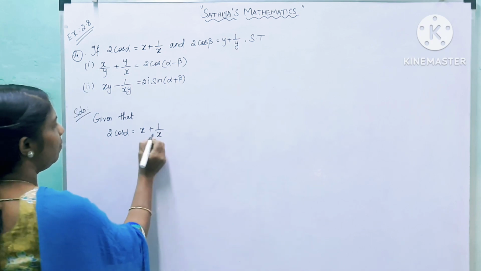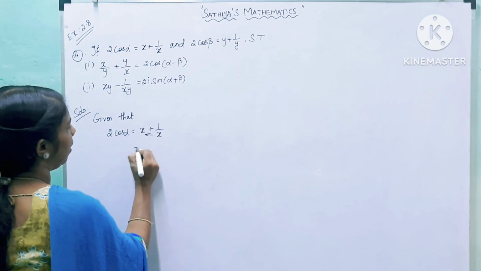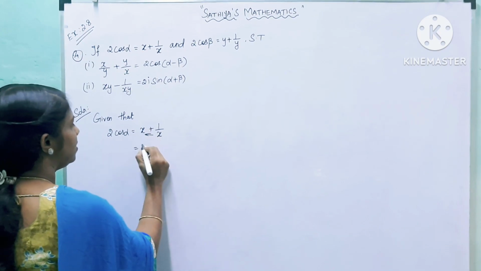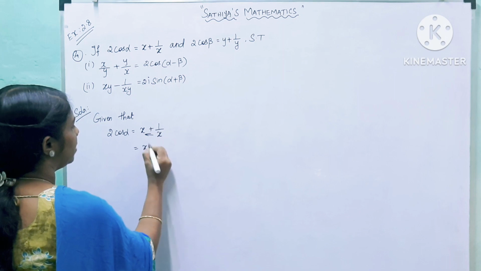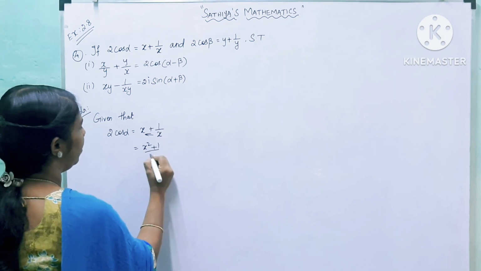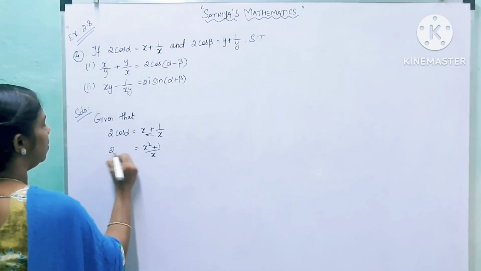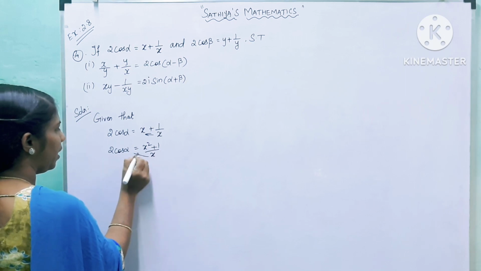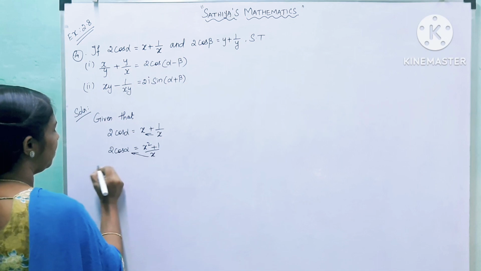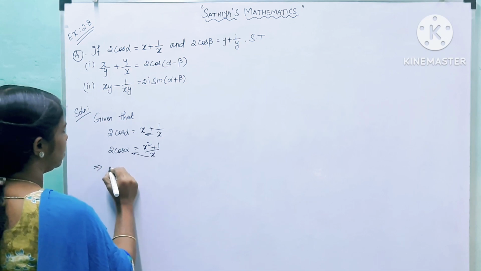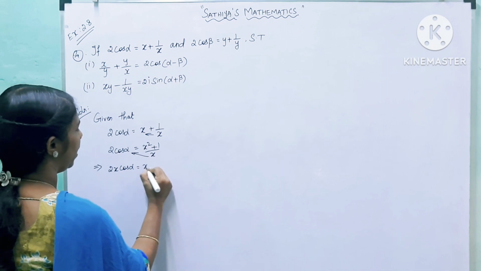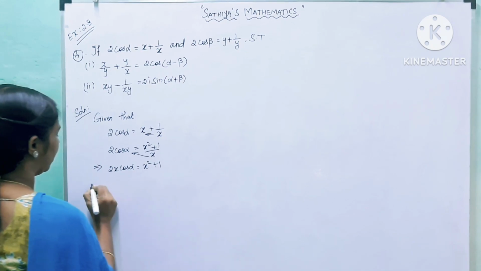So in order to solve, what do we do here? We cross multiply. So if we cross multiply, the LCM is x. X into x is x square. So x square plus 1 the whole divided by x is 2 cos alpha. The denominator x we can multiply on this side. So this is 2x cos alpha is equal to x square plus 1.